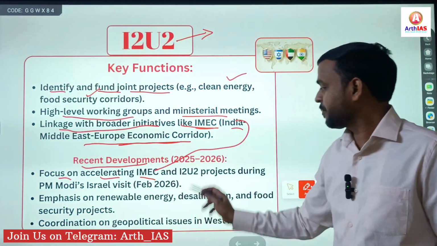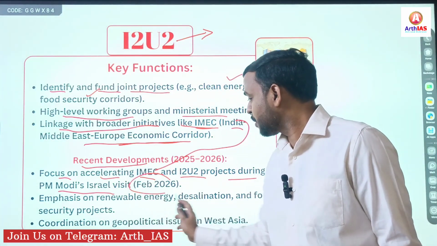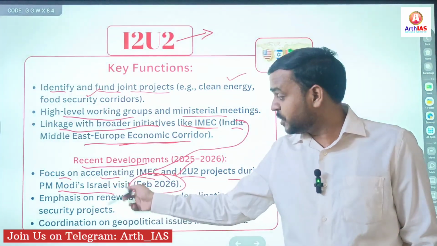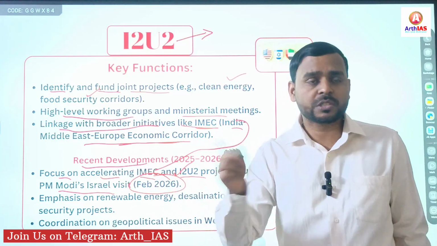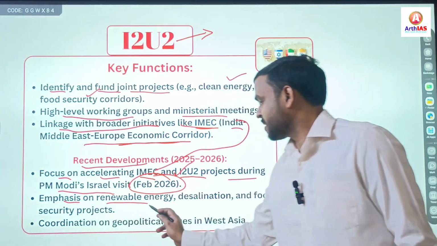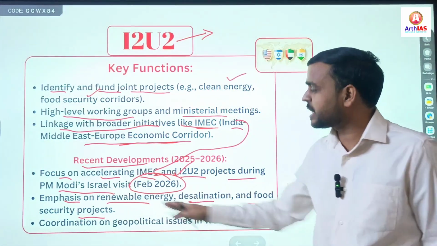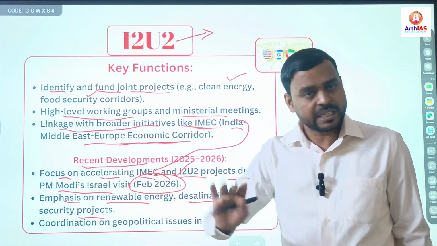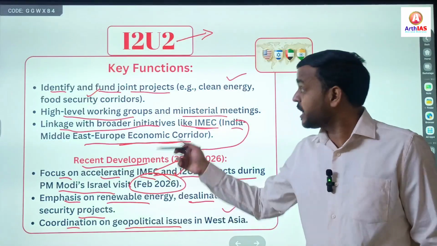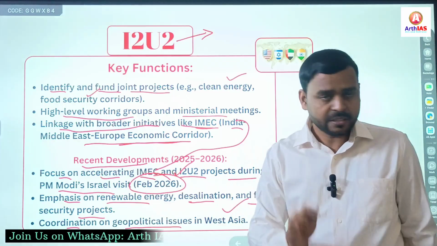We have seen the full form of IMEC and I2U2 projects during PM Modi's Israel visit in February 2026, right? You must know that in February 2026, PM Modi visited Israel. I have made a separate video. You can watch that video. The link is given in the description box, right? Emphasis on renewable energy, desalination, and food security projects, right? And all these are related to economic activities, right? Next, coordination on geopolitical issues in West Asia. That's why it is also known as West Asian or Western Quad, right?